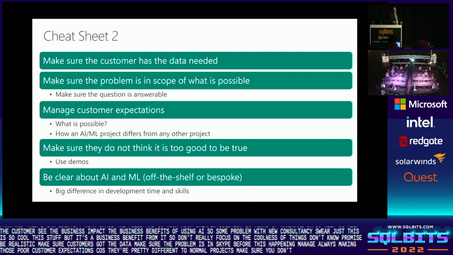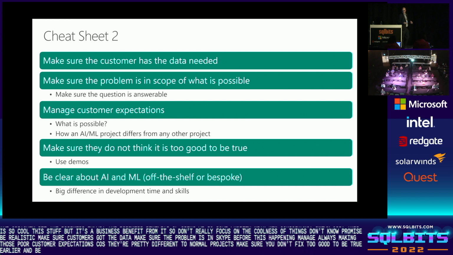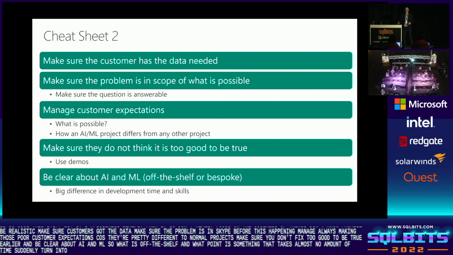We talked about it earlier, and be clear about AI and ML. What is off the shelf, and at what point does something that takes almost no amount of time suddenly turn into a good few months project? So I am out of time, so I will leave it there.